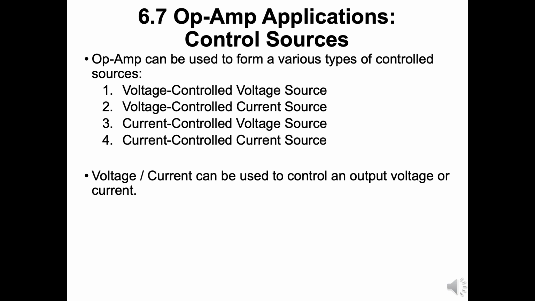Now, let us go into the next chapter, which is op-amp applications. There are several sub-chapters in this chapter. First is controlled sources. Here, we have 4 types of controlled source. There is voltage-controlled with voltage and current sources, and current-controlled with voltage and current sources. Voltage or current over here can be used to control an output voltage or current.